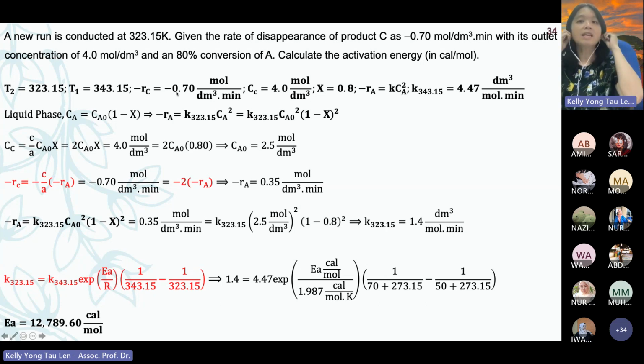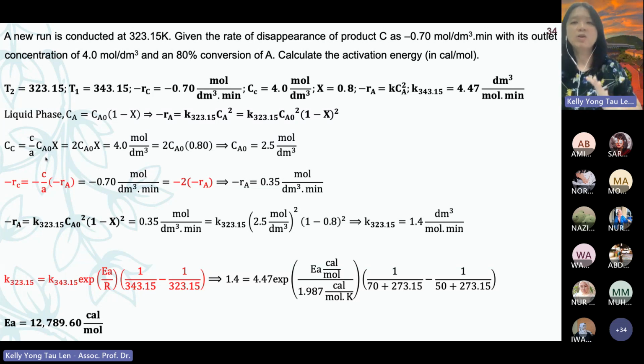However, you noticed they gave you the value of CC. Outlet concentration of C is 4. So they told us CC equals 4. Again, if you go back to chapter 3, there is a correlation between CC and CA0 through the equation CC equals C per A, CA0 X. So you have to understand that not only is there a correlation for CA with CA0 and X, but also between CC, CA0 and X. If you cannot remember this, it's in chapter 3, after the stoichiometric table, where I taught you to derive the equation.